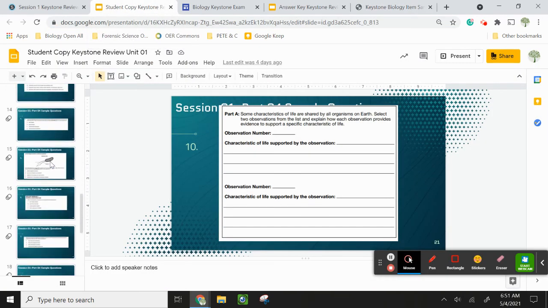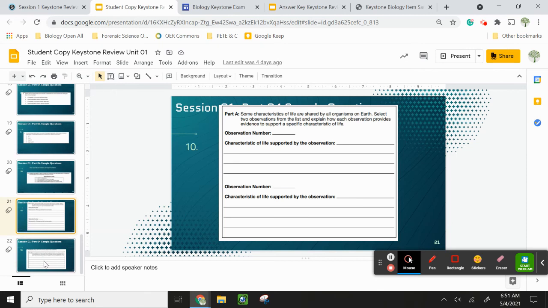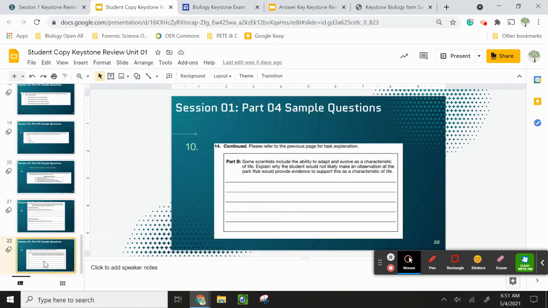All right, let's look at the next part of this question. For the open-ended questions, there's usually a part A and a part B. Some scientists include the ability to adapt and evolve as a characteristic of life. Explain why the student would not make an observation at the park that would provide evidence to support this as a characteristic of life. So adapting, evolving, or changing over time isn't really easy to observe in real time.